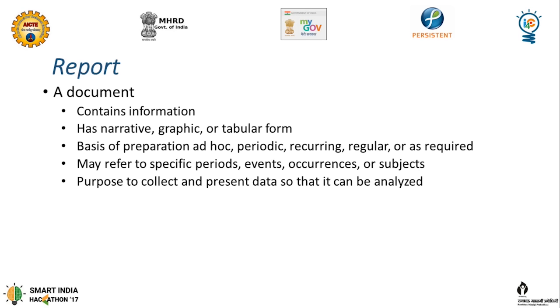Periodic means maybe quarterly data. Recurring means maybe every day you are gathering the information and creating a report out of it, and so on. A report may refer to specific periods, events also, a report of a specific event, occurrences or subjects. The sole purpose of the report is to collect and present the data so that it can be analyzed, it can be used for a business purpose to move ahead in a business, to take some decisions.